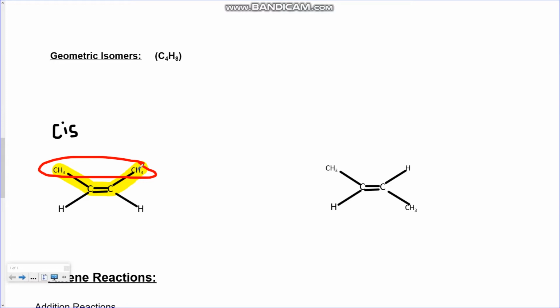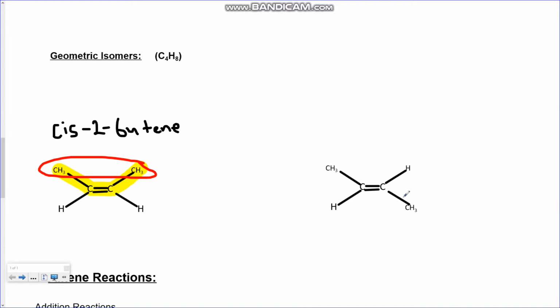We have 4 carbons, so it'll be but-. Our double bond is located on the second carbon. It doesn't matter which way we start numbering, from left or right, it'll be at the second. So it'll be cis-2-butene. So we have C4H8 here.